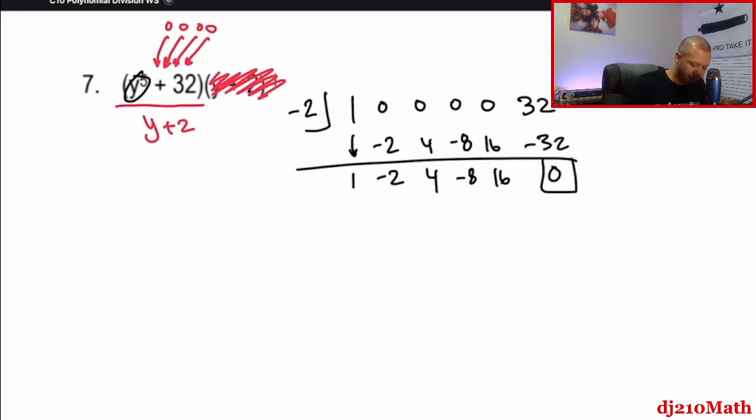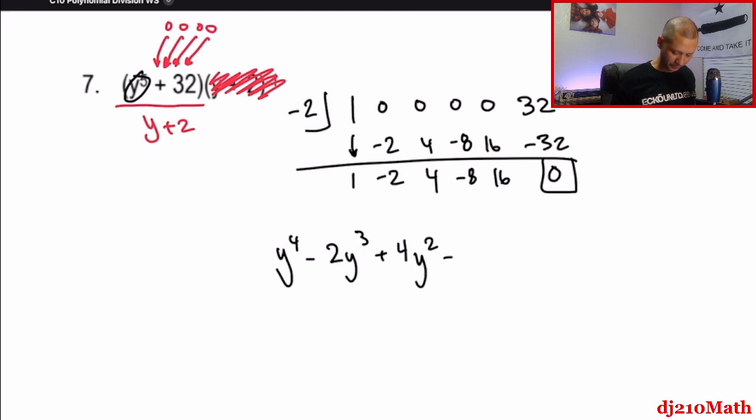So this is y to the 5th. We're going to decrease the degree by 1. So we're going to get y to the 4th minus 2y cubed plus 4y squared minus 8y plus 16. No remainder.